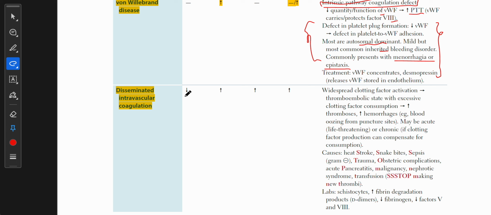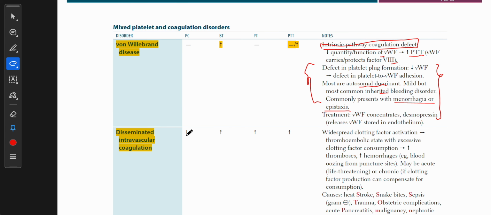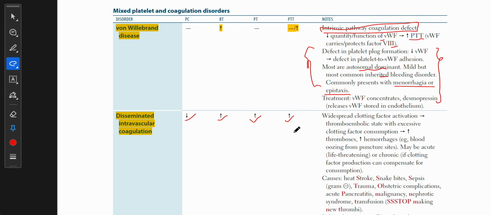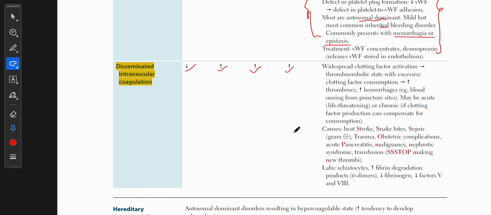So in disseminated intravascular coagulation, what actually occurs is platelet count is decreased and bleeding time is increased. Then again, prothrombin time is increased, and partial thromboplastin time is also increased. So only platelet count decreases and all three other markers are increased. What actually happens is widespread clotting factor activation occurs, and that will lead to a thromboembolic state with excessive clotting factor consumption, right? So there is increased thrombosis.